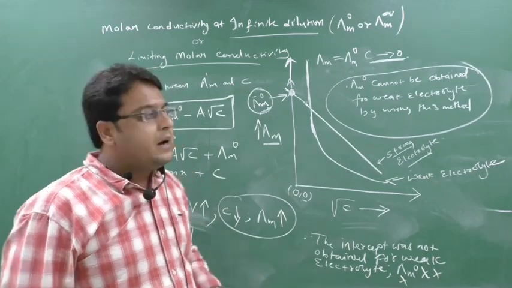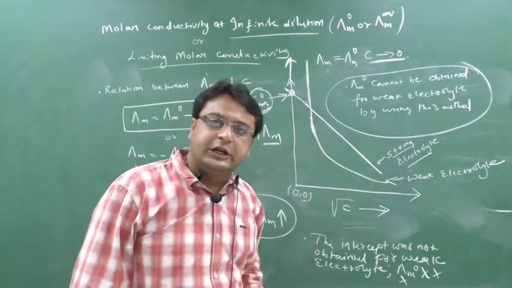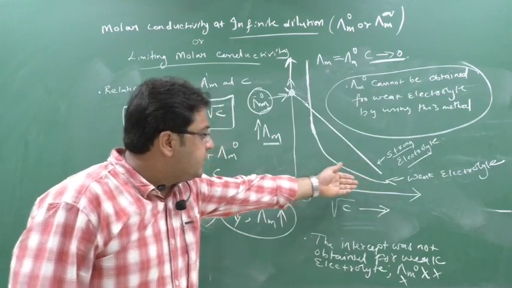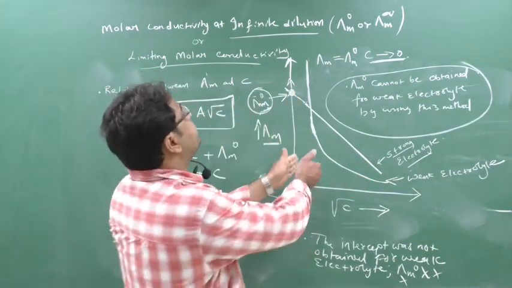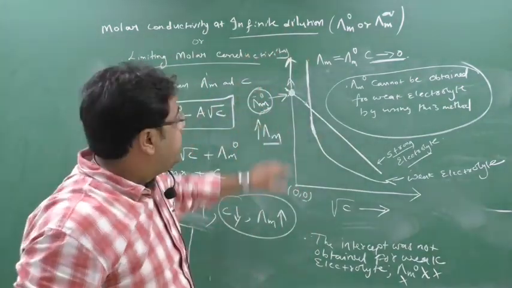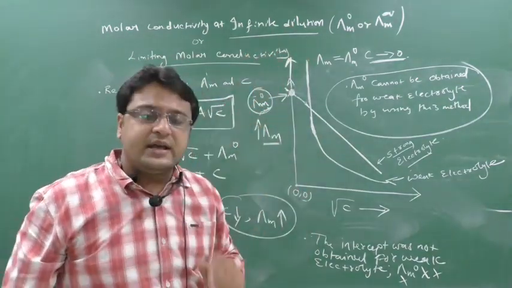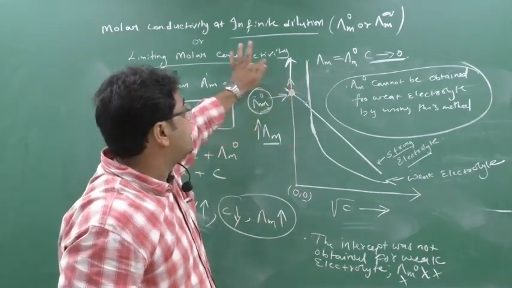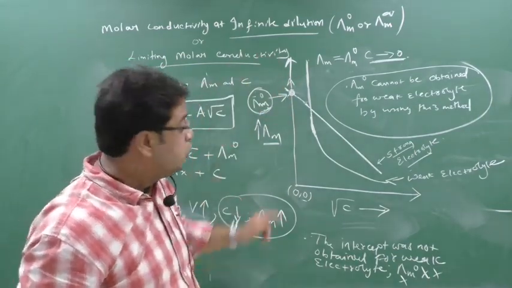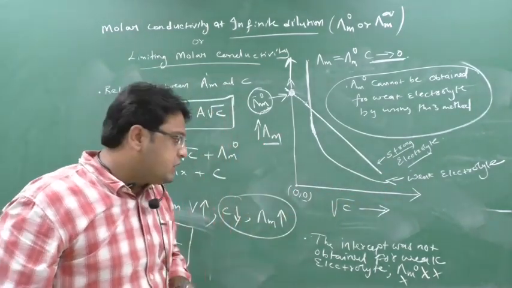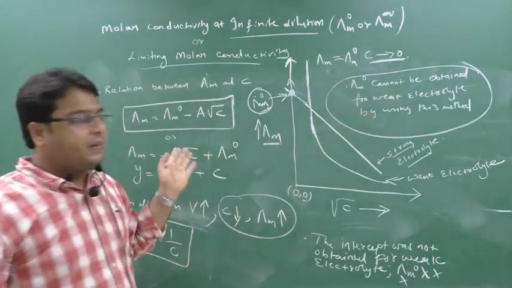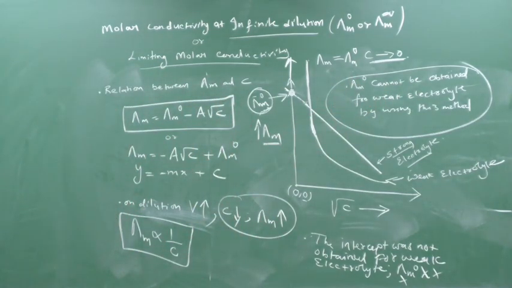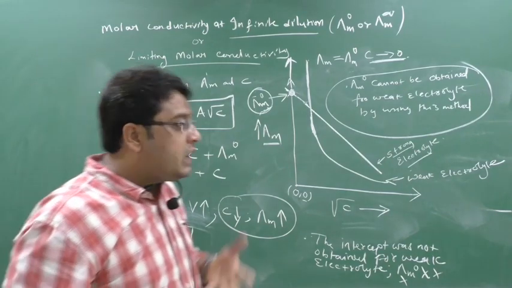But if you plot the same graph for the weak electrolyte, initially the graph becomes a curve, and on extrapolating the graph becomes steep or parallel to the y-axis. When it becomes parallel to the y-axis, it will not get an intercept, means it will not cut the y-axis. Who? Weak electrolyte. When it will not cut the y-axis, we cannot obtain the lambda m naught value. So by this method we cannot obtain the lambda m naught value for the weak electrolyte. Only we can obtain it for the strong electrolyte.